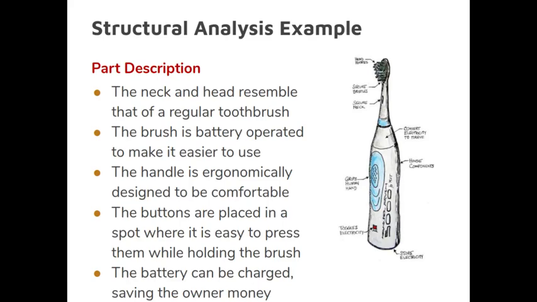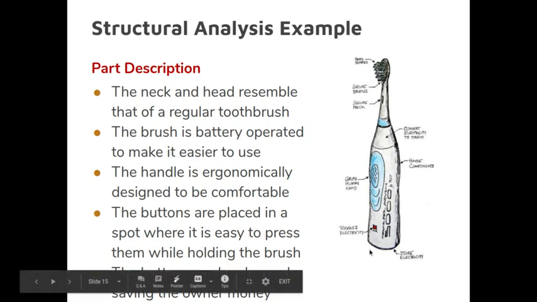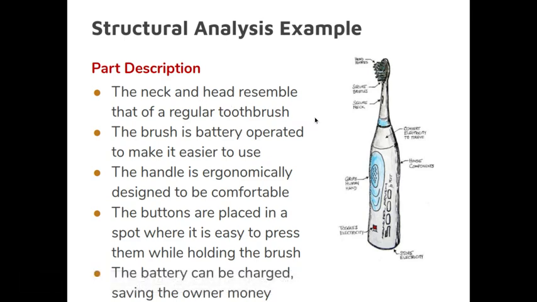Next up comes the part description, a little bit more detail. So not only is this what it is, but why is it the way it is? So the neck and head resemble that of a regular toothbrush because we're comfortable with regular toothbrushes, so they don't want to change it too much. The brush is battery operated so that it's easier to use. That way you're not having to deal with a cord or a plug or anything. The handle's ergonomically designed to fit into your hand and be comfortable.